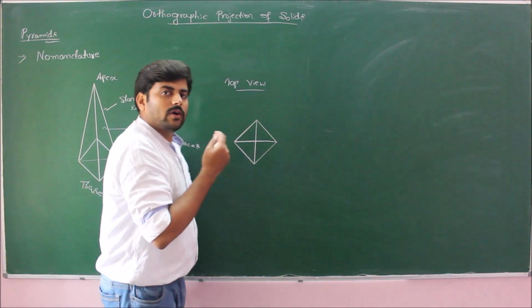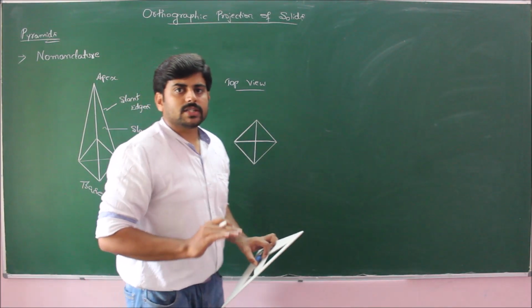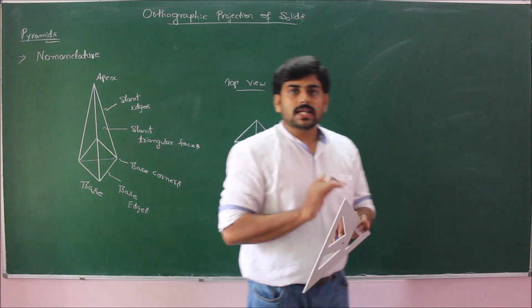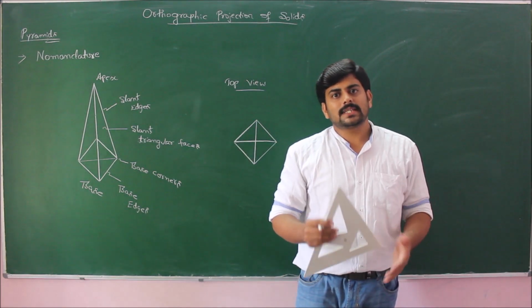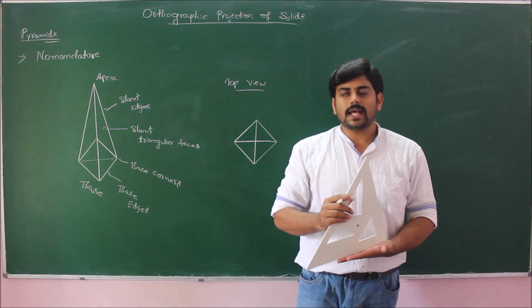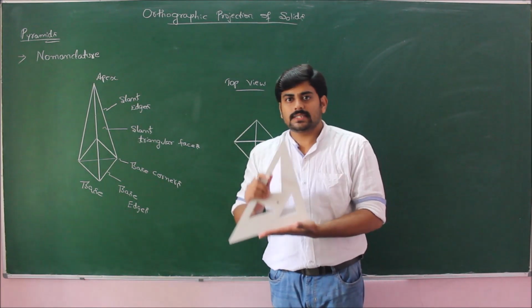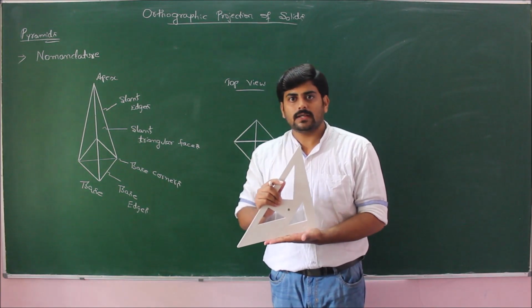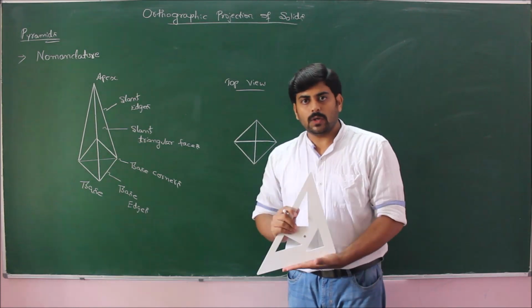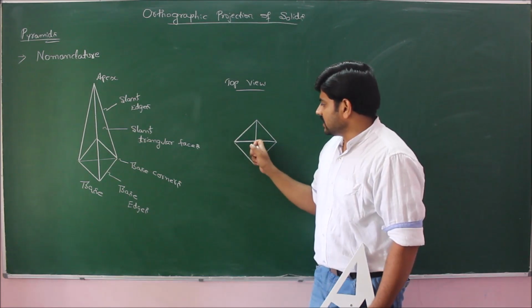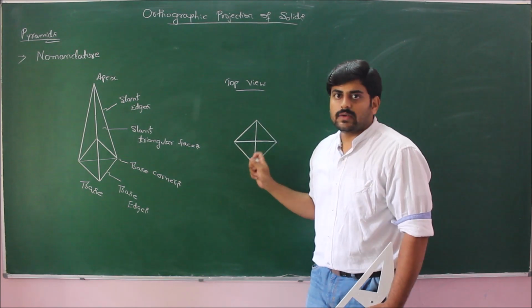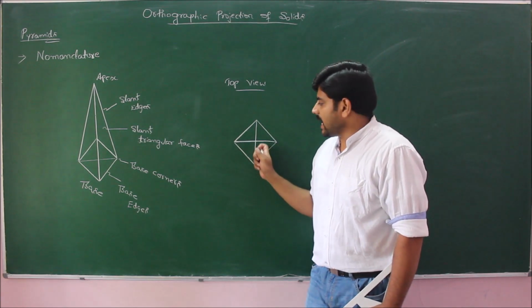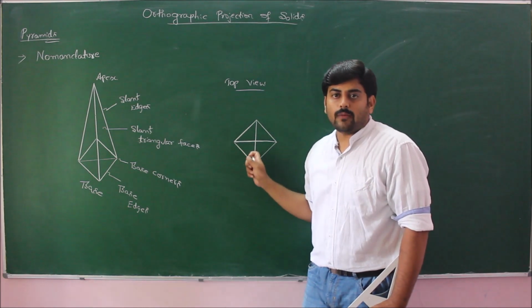Whereas in case of prisms, we do not join the corners to the center in the top view when the prism is standing on HP. For a pyramid standing on HP, in the top view you should join the center to the corners with a thick line so that you get the triangular faces in the top view also.